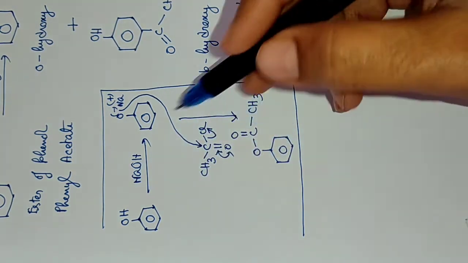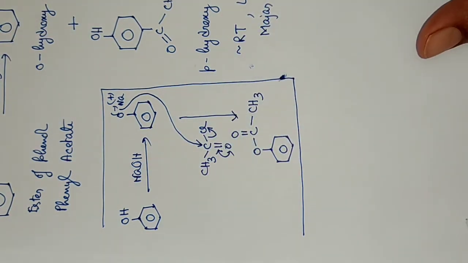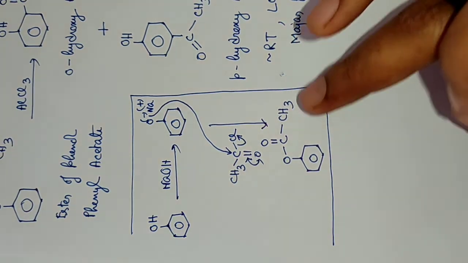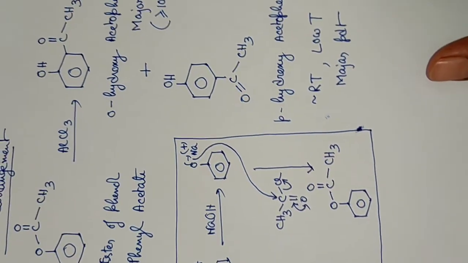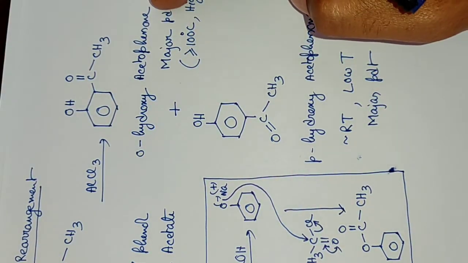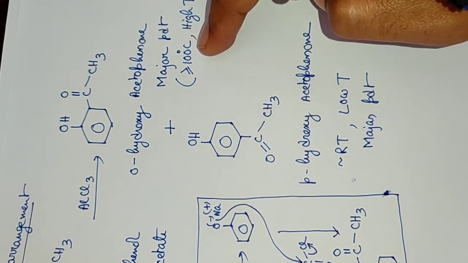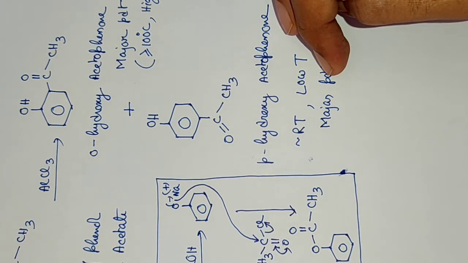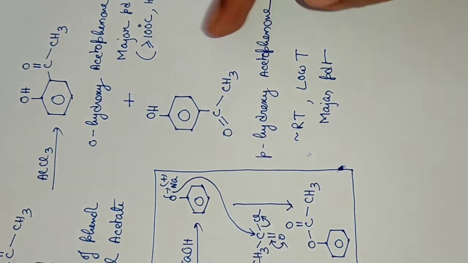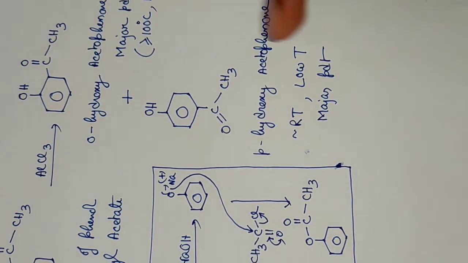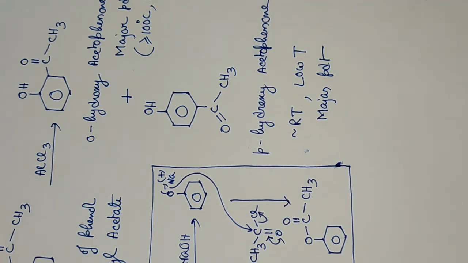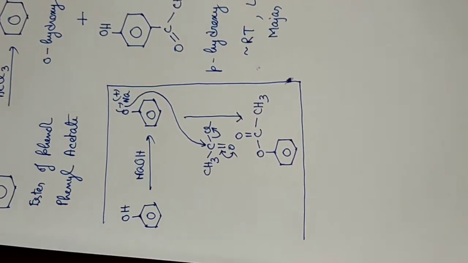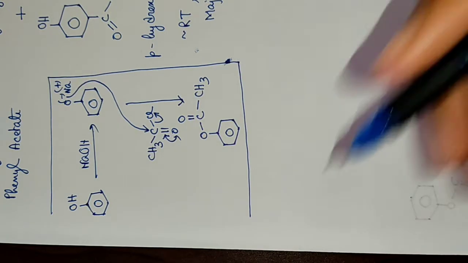But this is not the Fries rearrangement. Fries rearrangement starts with phenyl acetate and it gives you ortho-hydroxyacetophenone at high temperature and para-hydroxyacetophenone at low temperature. And at any other moderate temperature, it will give a substantial amount of both these isomers. Now, what about the mechanism?